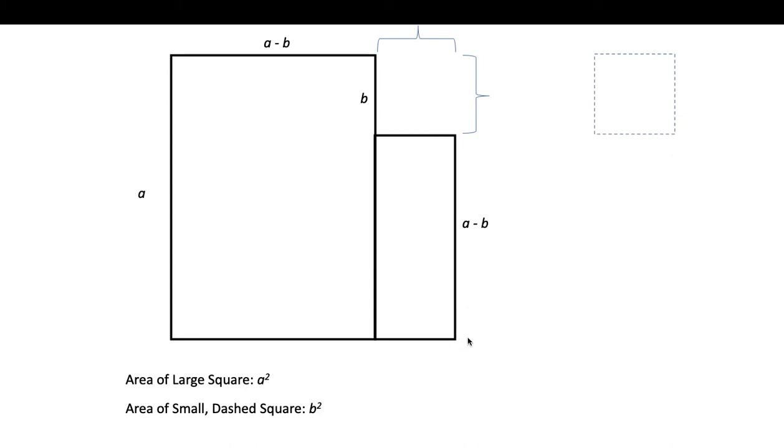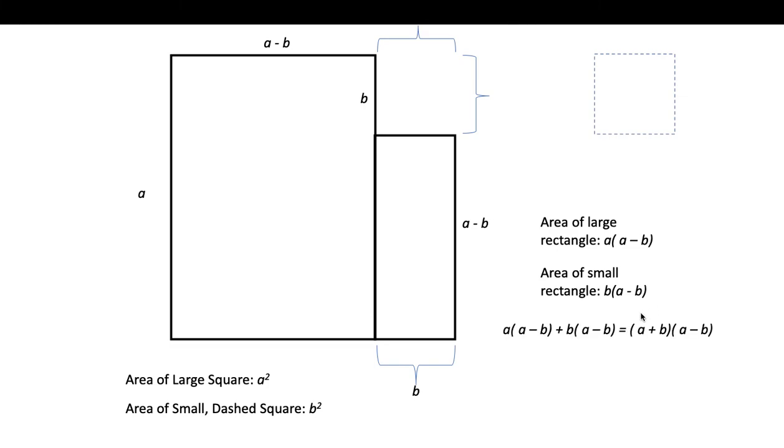The bottom length is b, so the area of this small rectangle is b times a minus b. So now let's add them. As I said, the area of the large rectangle is a times a minus b. The area of the small rectangle is b times a minus b. So if we add them, we would get a plus b times a minus b.